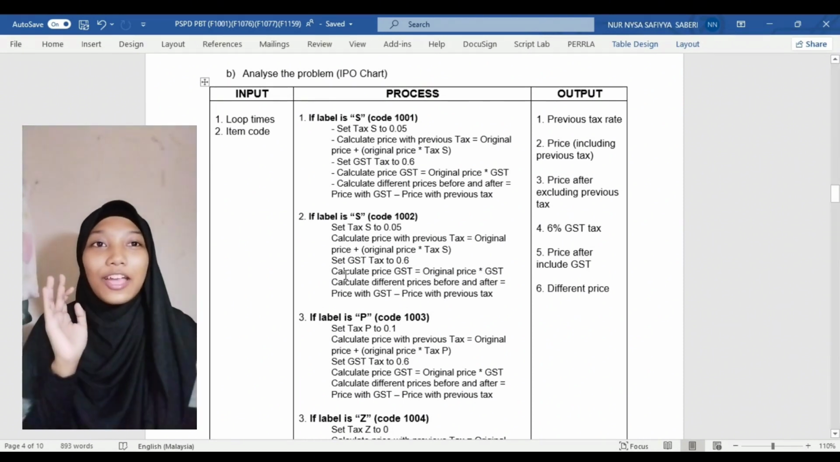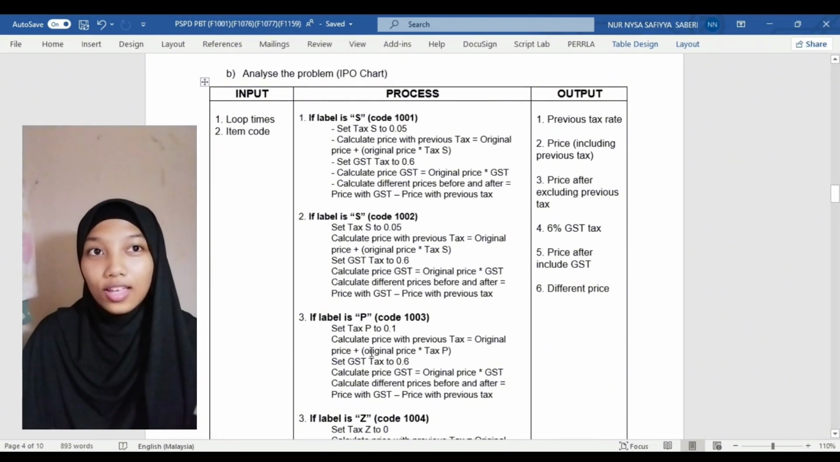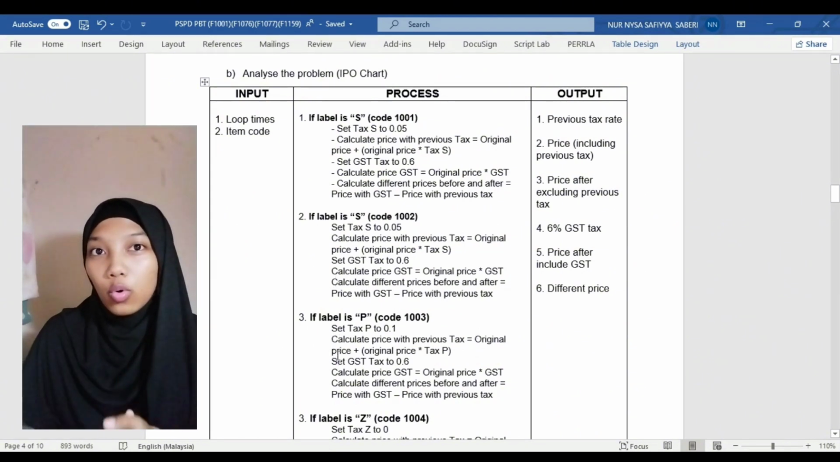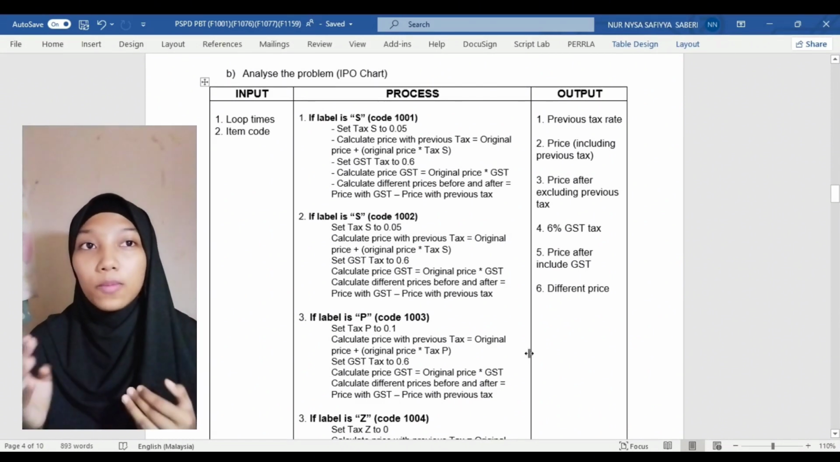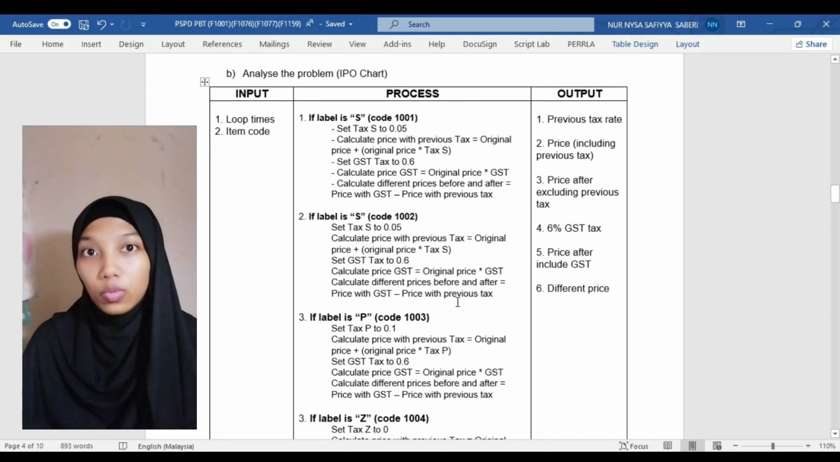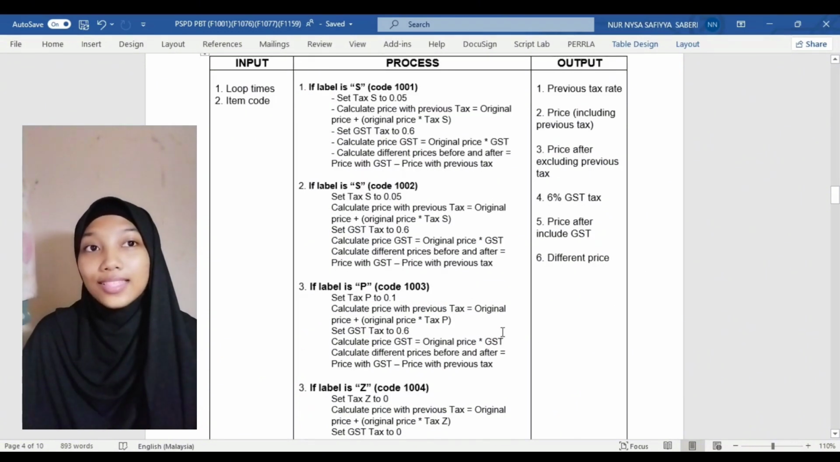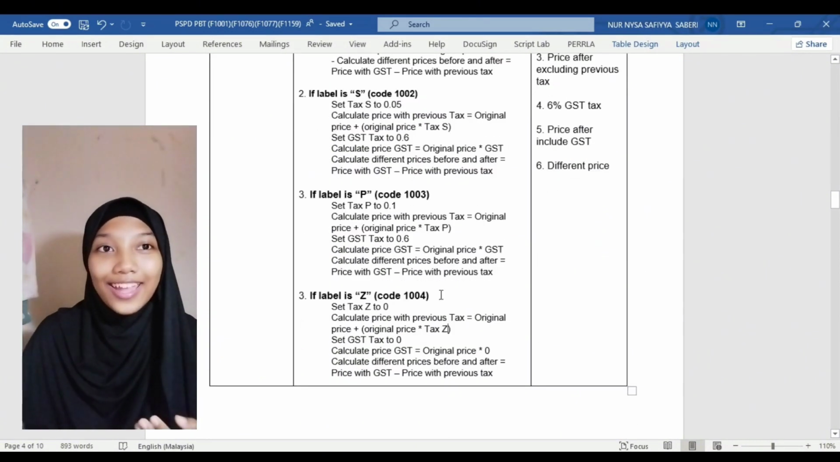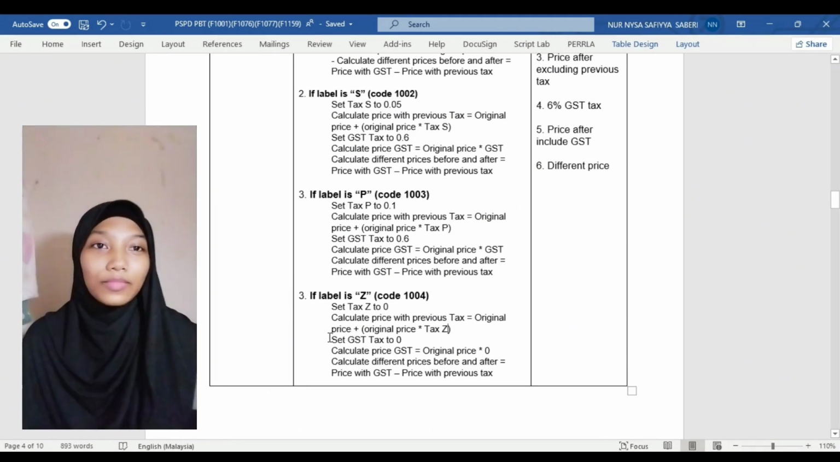Third, if the label is P in code 1003, set tax P to 0.1, which is 10% of the tax, and calculate price with previous tax. Set GST tax to 0.06, 6% of the GST. Calculate price GST. After that, calculate different prices before and after.